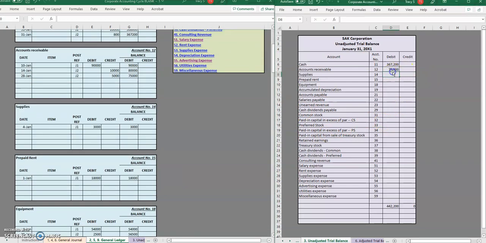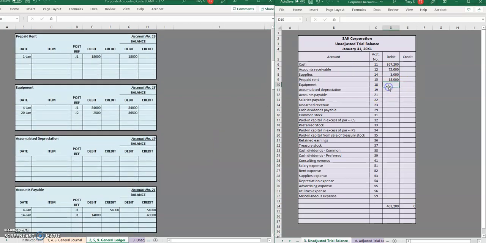Then we're going to do the same thing all the way down. Supplies should have a $3,000 balance. Prepaid rent, $18,000 balance. Equipment, $56,500 debit balance. Now here's one that's blank. It's an accumulated depreciation account. That's a contra asset. So I'm going to put a zero there, but I'm putting it in the credit side. And this is where it goes back to those basic rules of normal balances. A contra asset has a normal credit balance.